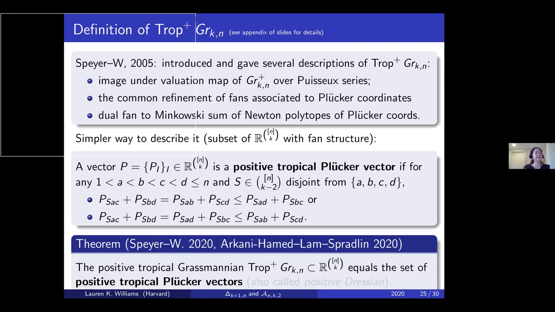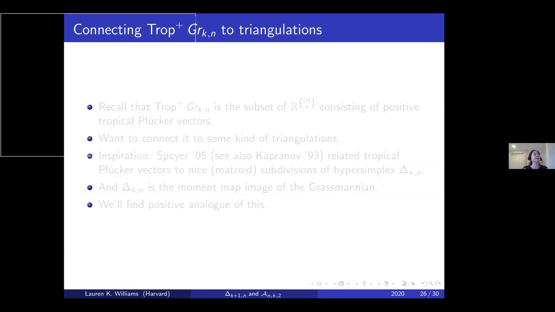And then it's a recent theorem that we proved together with Speyer, and was independently proved by Arkani-Hamed, Lam, and Thomas, that the positive tropical Grassmannian is exactly the set of positive tropical Plücker vectors. Okay, so anyway, you can just think of this as the definition of the positive tropical Grassmannian. And now let's connect it to triangulations.